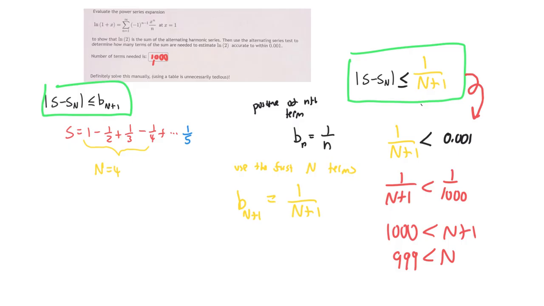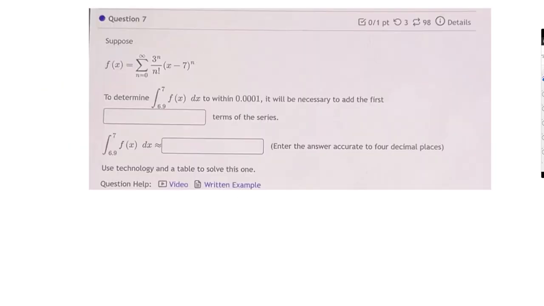And then the trap is to think that the answer is 999 when it really needs to be greater than that. And other than that, it's just a matter of understanding the concept.